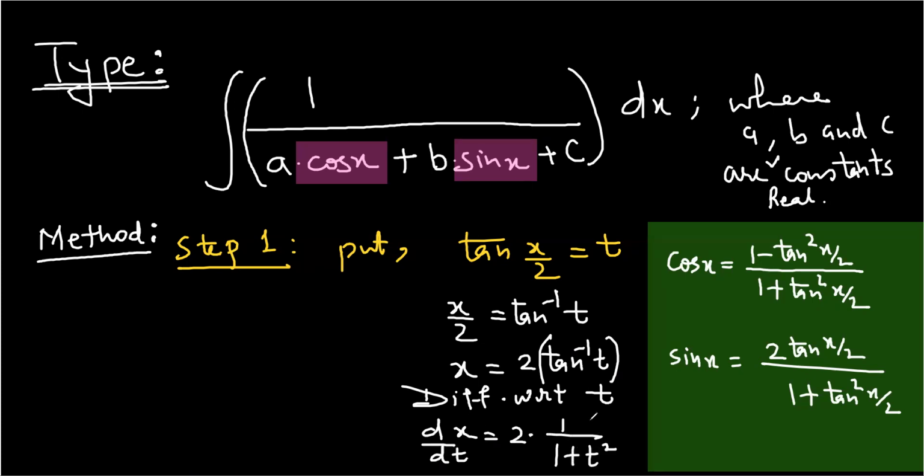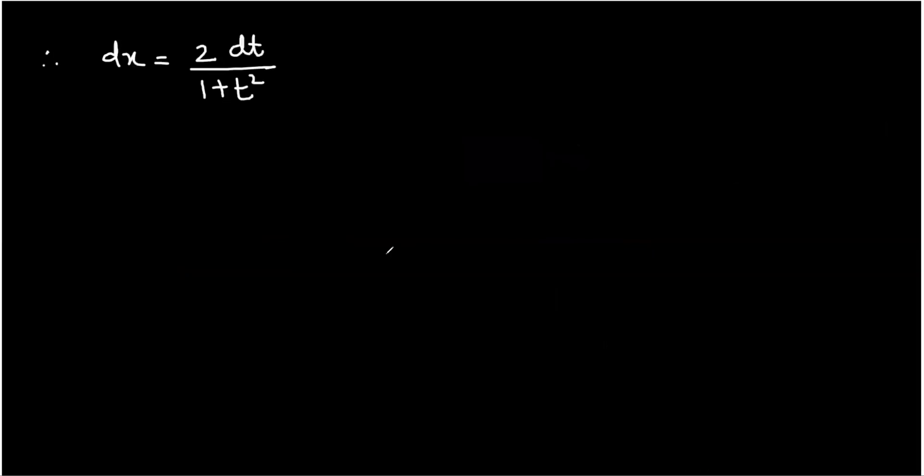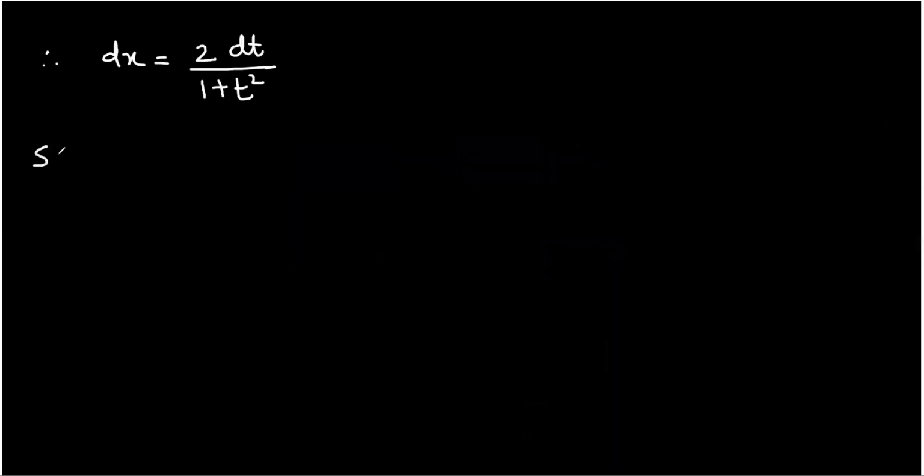Now this dt will multiply up here in the numerator, and that will get me, therefore, dx equals 2 dt upon 1 plus t square. You can check. So here I got dx is equal to 2 dt upon 1 plus t square. This is my step 1. Now check what is step 2.